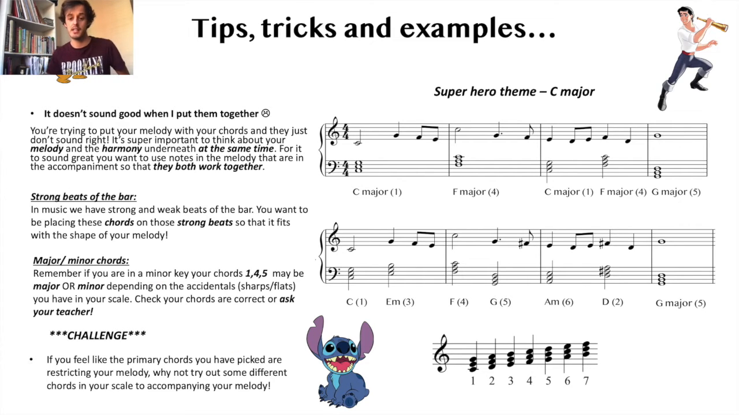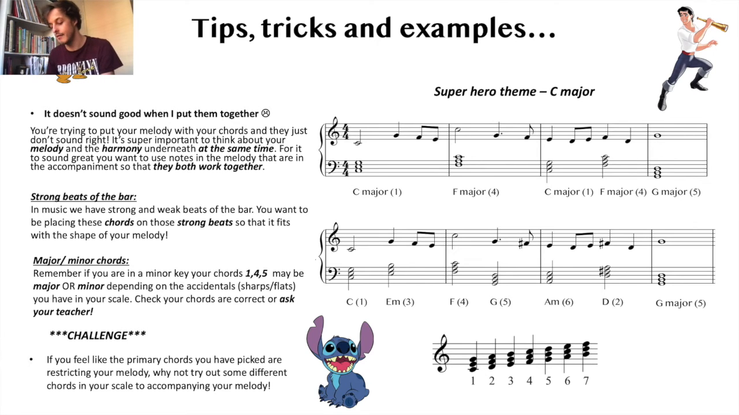Now, some tips, tricks, and examples to this. You may be giving this a go once you've sorted out all the technology, or you've found your primary chords and you're starting to put together your melody, and it just doesn't sound good, and it doesn't really fit together. It's super important to be thinking about your melody and your harmony underneath at the same time for it to sound great. And you want to use the same notes in your melody that you've got in the accompaniment underneath, so that they both work together.